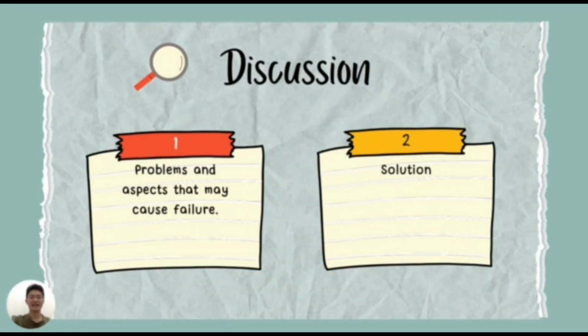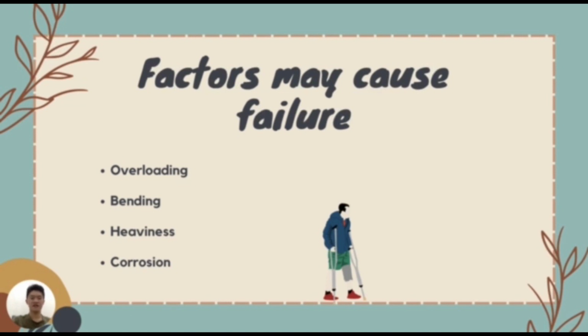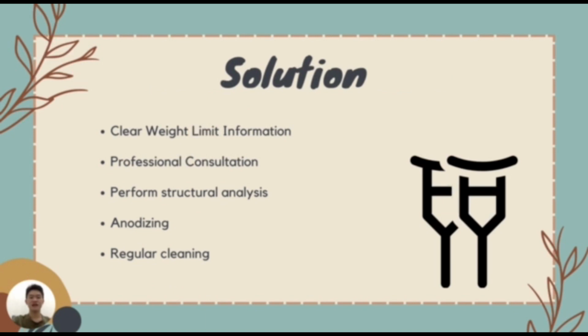Now I'm going to present the discussion part of our assignment. Our discussion can be divided into two parts, which are the problems and aspects that may cause failure, and the second part is the solution. The factors that may cause failure of the axillary crutch include overloading, bending, heaviness, and also corrosion. The solutions that we figured out include clear weight limit information, professional consultation, confirmed structural analysis, anodizing, and also regular cleaning.